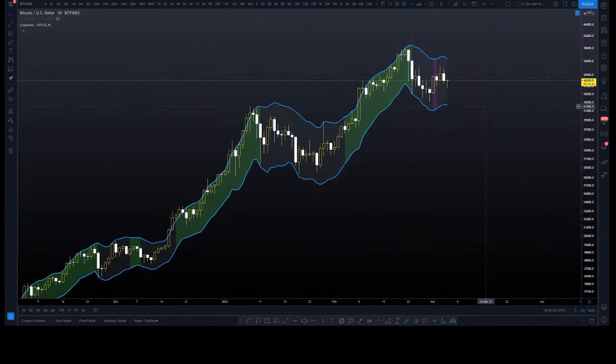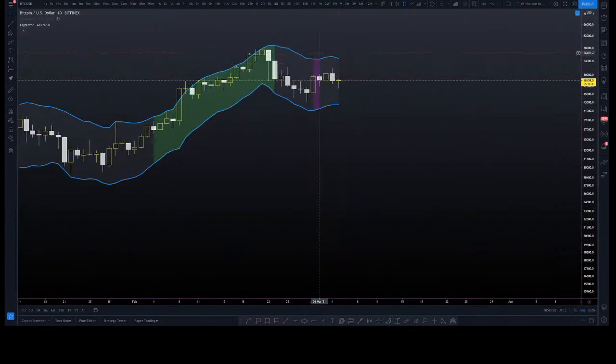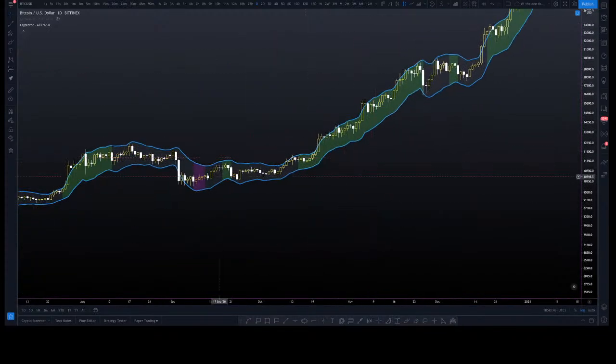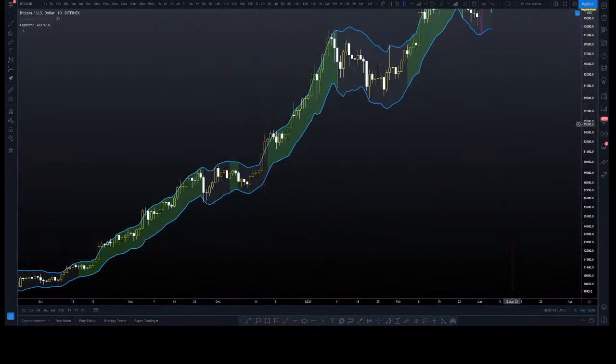We had a warning shot here. We had a purple. We haven't had this in almost 200 days. Last time we had that, we had a nice big consolidation. So just to keep in mind.